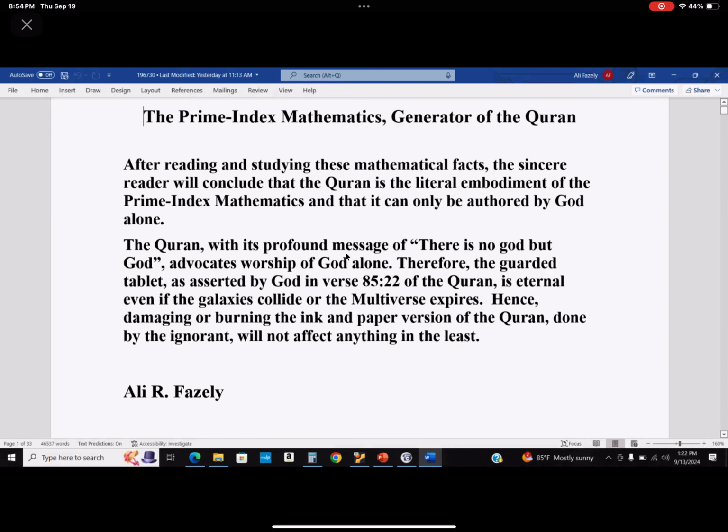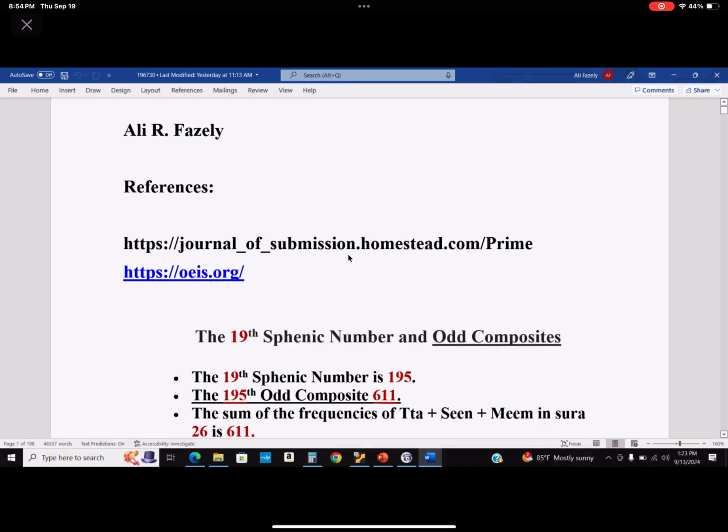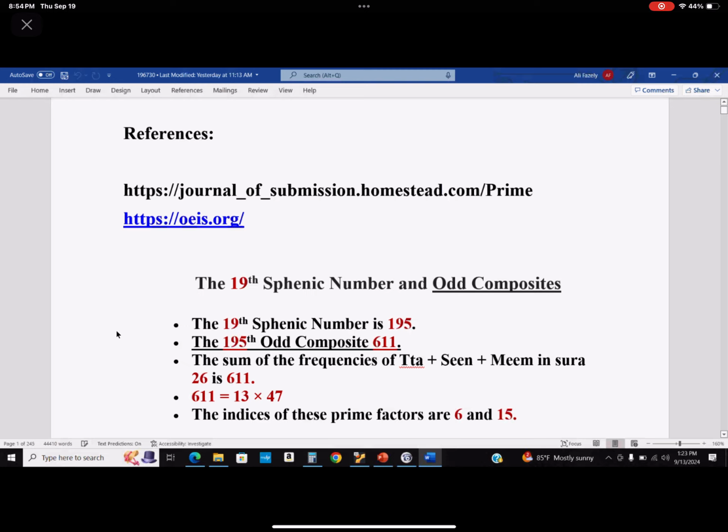The past few weeks we have been going through this and the odd composites. Today I'm going to tell you why you see those numbers in the Quran. The 19th Sphenic number is 195, and the 195th odd composite is 611. 611 is the sum of the frequency of Ta Seen Meem in Surah 26.